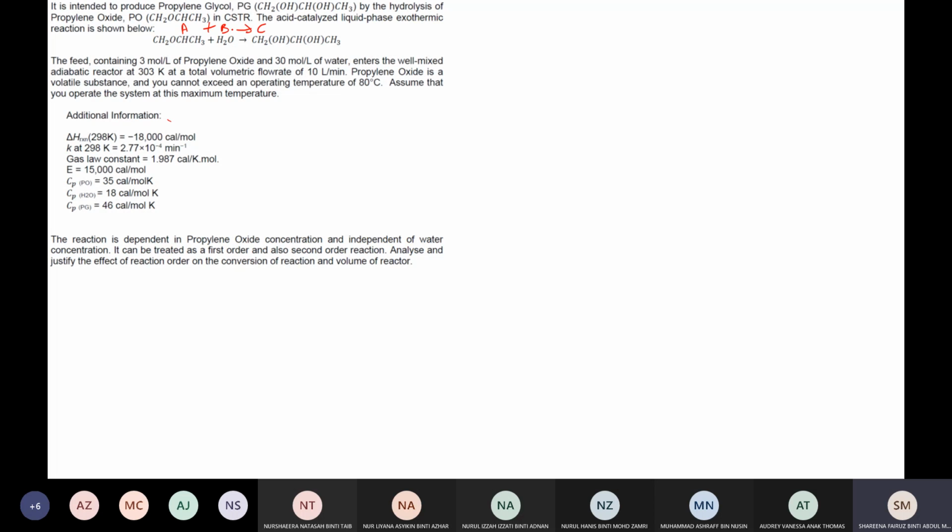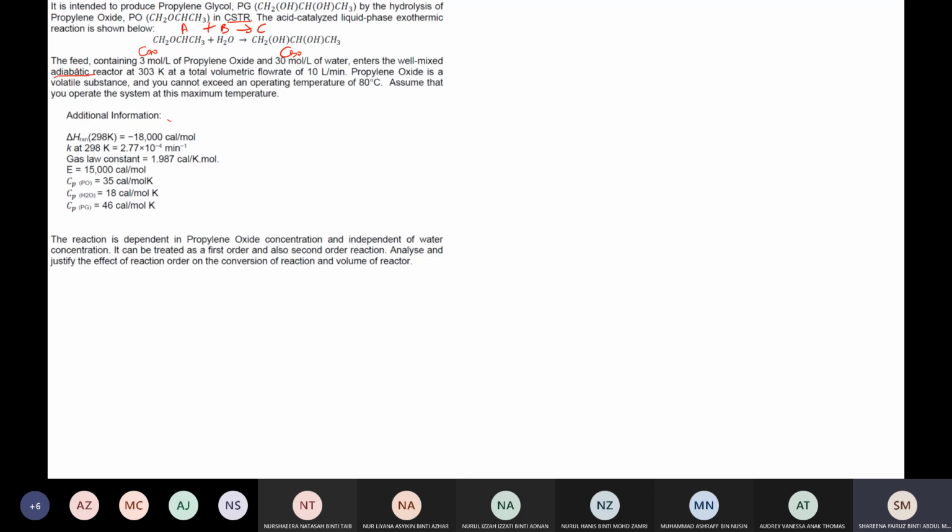This occurs in a CSTR. The feed contains 3 mole per liter of propylene and 30 mole per liter of water. So this is the concentration for CA0 and also CB0. It enters the well-mixed adiabatic reactor at 303 K, so this is an adiabatic reactor.